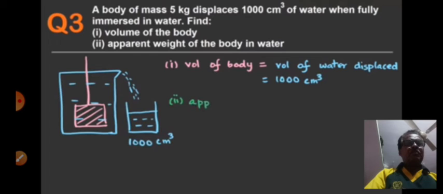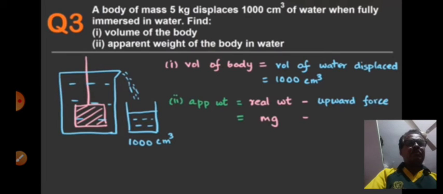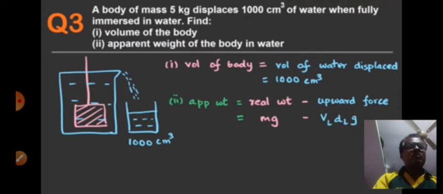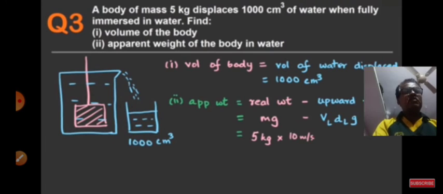The apparent weight of the body is equal to the real weight minus the upward force. Since we are given the mass of the body, the real weight in air will be m into g, where g is the acceleration due to gravity, and the upward force is the weight of the liquid displaced. So let's use the formula that we've learnt, V_L d_L g. So let's plug in the values into the formula. The mass m is 5 kg and g, the acceleration due to gravity, is 10 meters per second square.